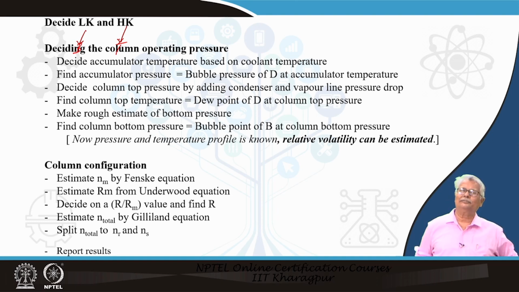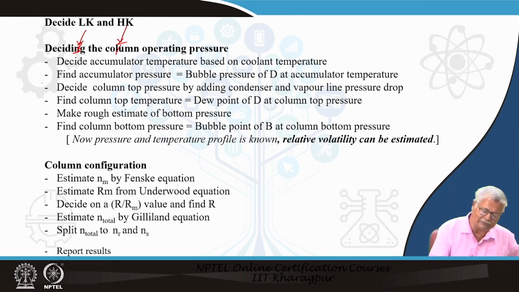The next is finding the accumulator pressure, which is simple. We all know that the distillate is at its bubble pressure at the accumulator temperature within the accumulator itself. We know the distillate composition, so we find out the accumulator pressure by evaluating the bubble pressure of the distillate.